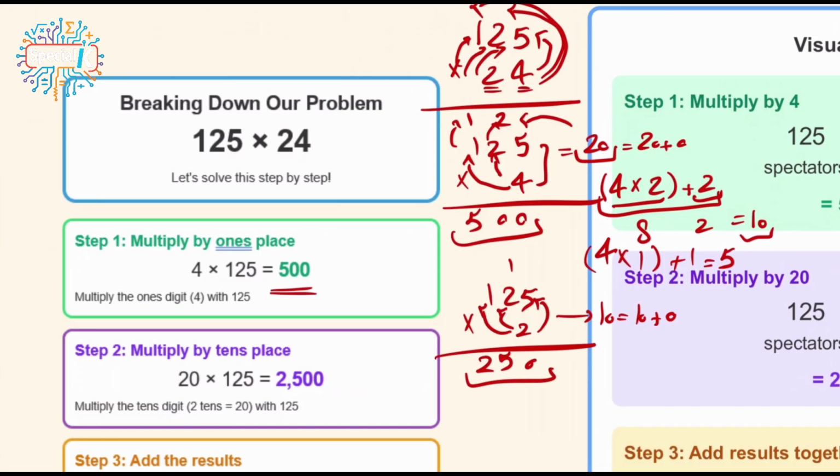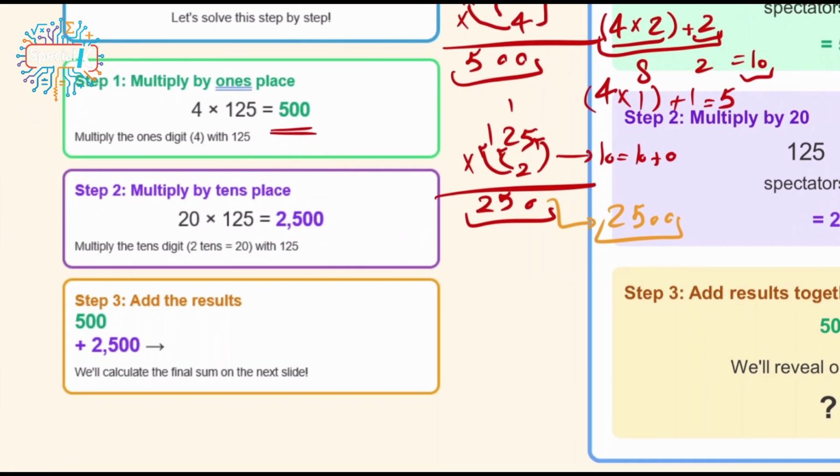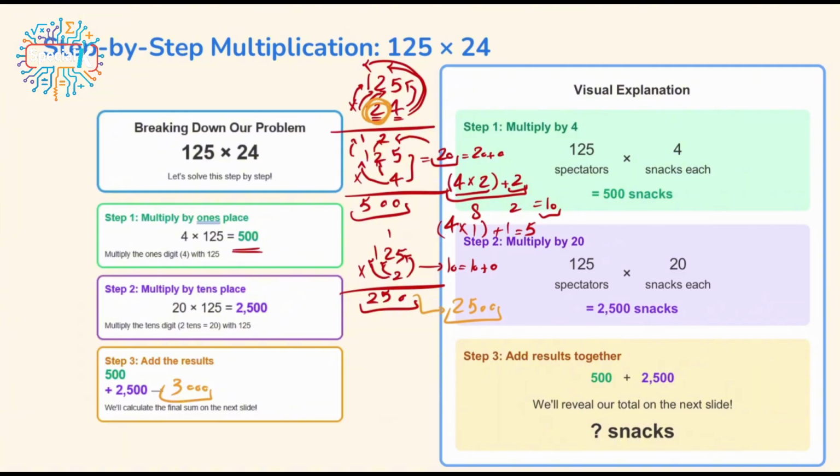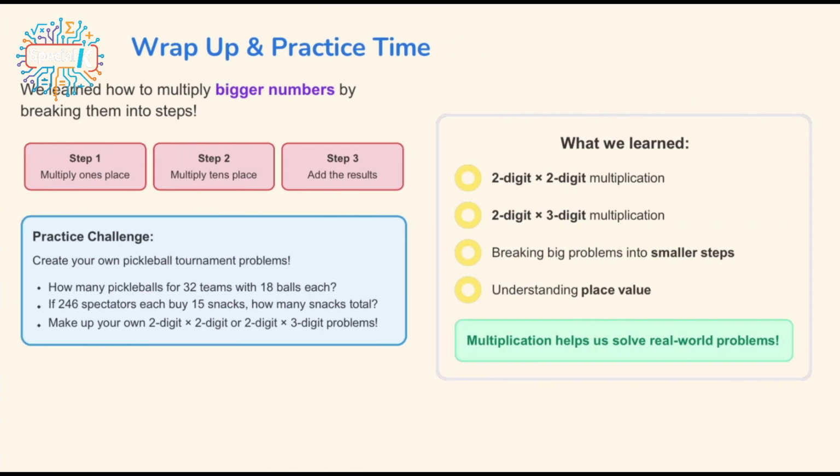But remember, 250 is not a normal number. Why? Because the number 2 that we just did the multiplication with wasn't in the unit place. It was in the tens place. So at the end, remember 250 should be converted to 2500. So I do have 2500. I have to add it up with 500. And at the end, I do have 3000. It means that if I do have 125 spectators, and for each of them I need 24 snacks, at the end I need 3000 snacks.